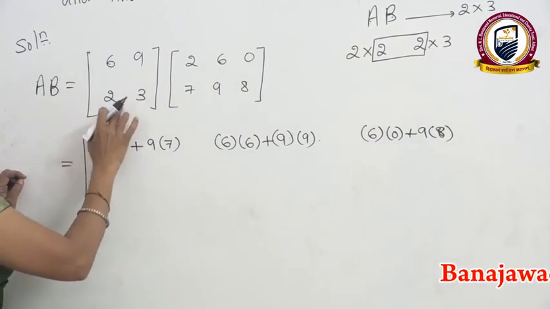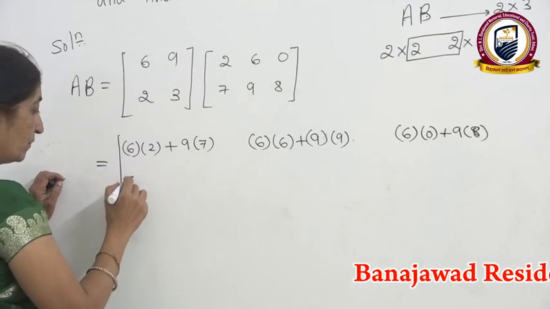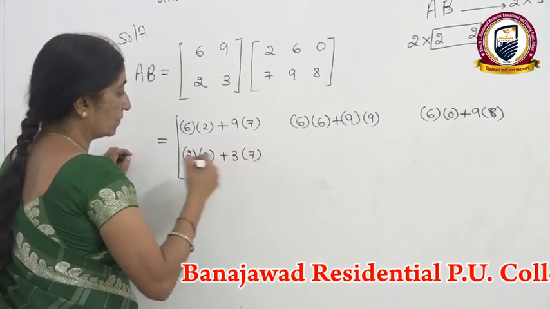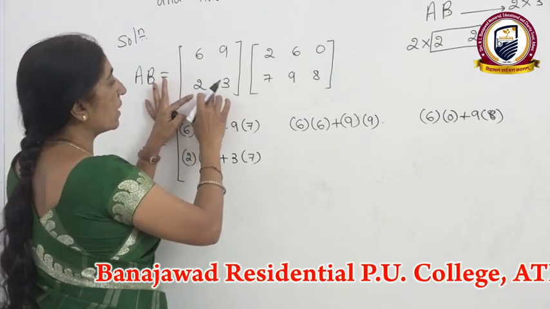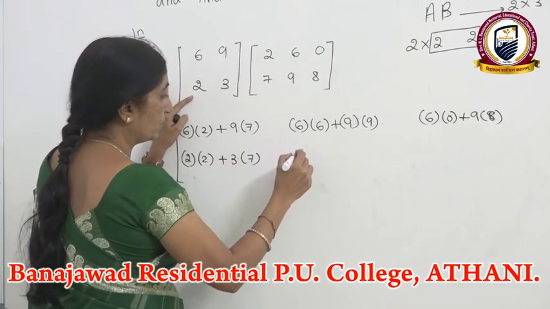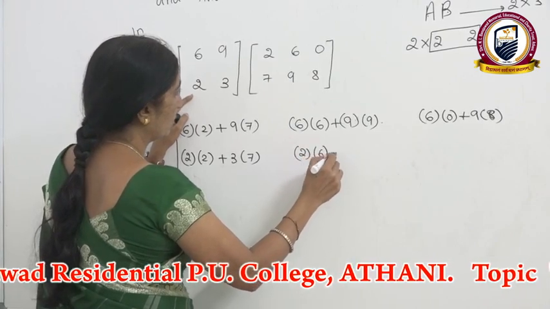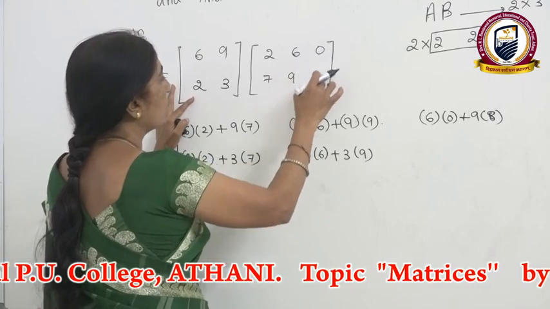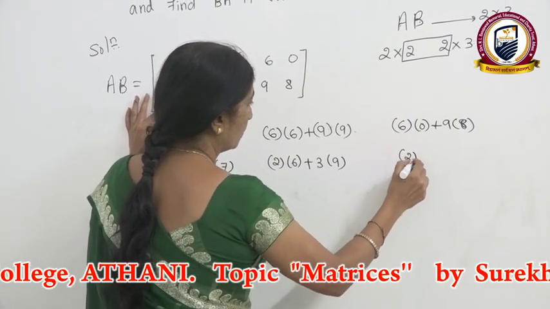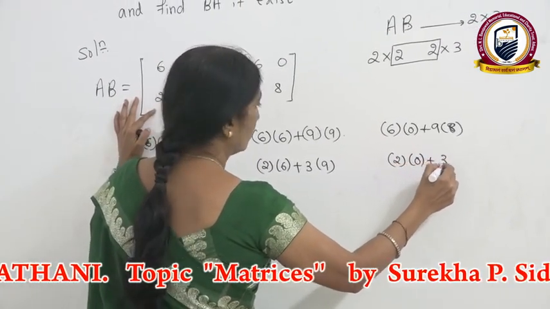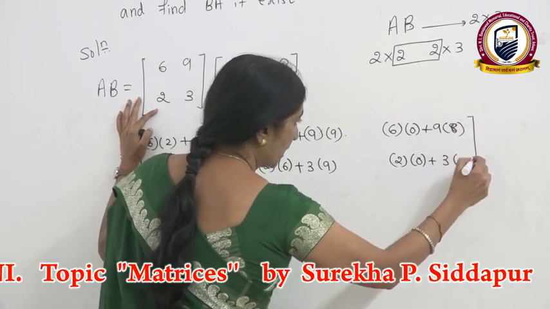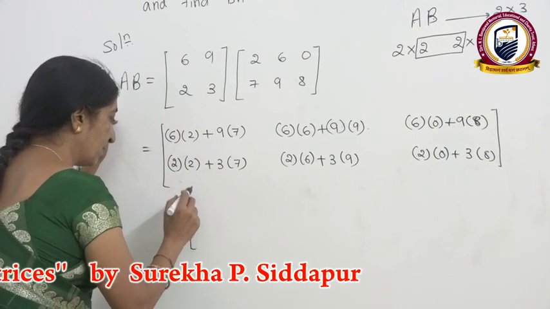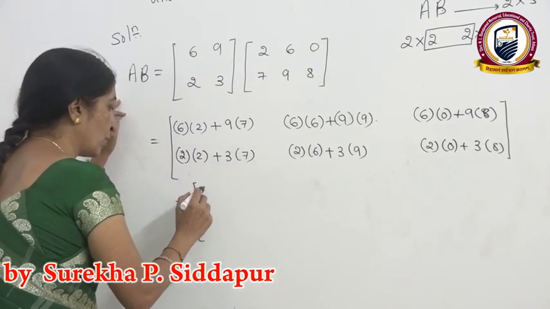Then second row with first column. What about the next one? Second row with second column. Then second row with third column. So after writing this expression, simplify this. Multiply the elements, and according to addition or subtraction, go for that.